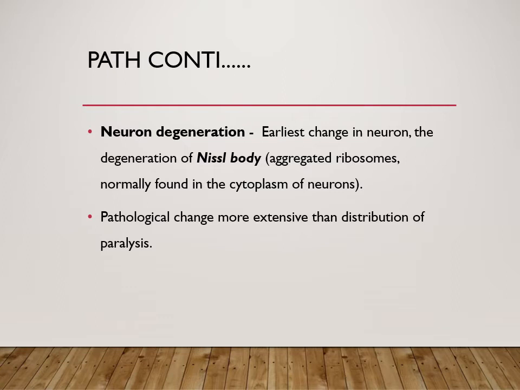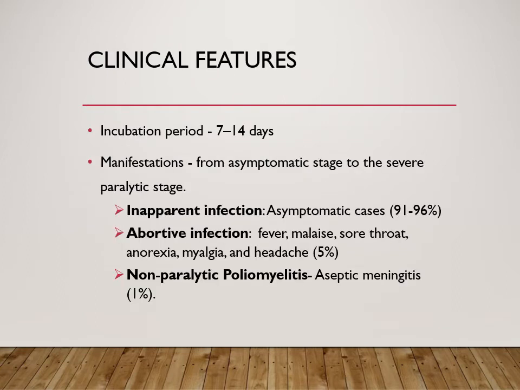The pathological changes are more extensive compared to the paralysis which we clearly see in the child; pathological changes are more extensive as compared to the physical changes. Now, how will the patient of polio be manifested? The incubation period is 7 to 14 days after getting the infection.